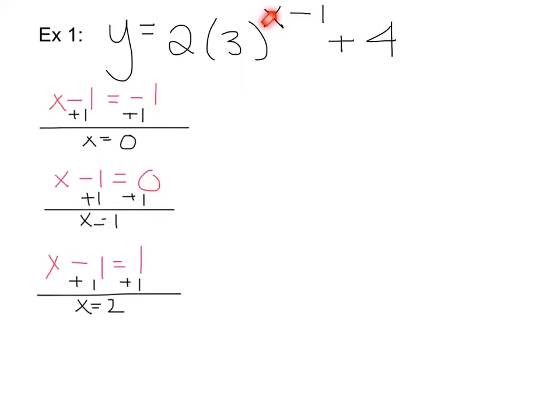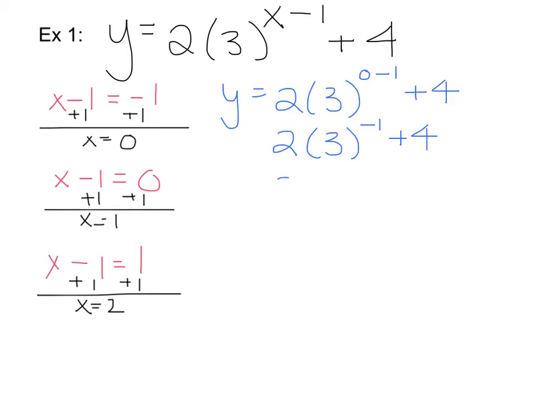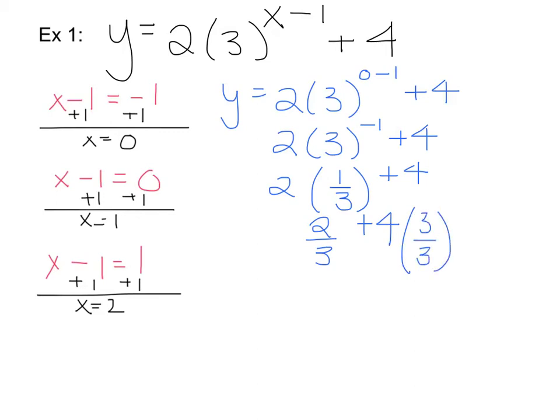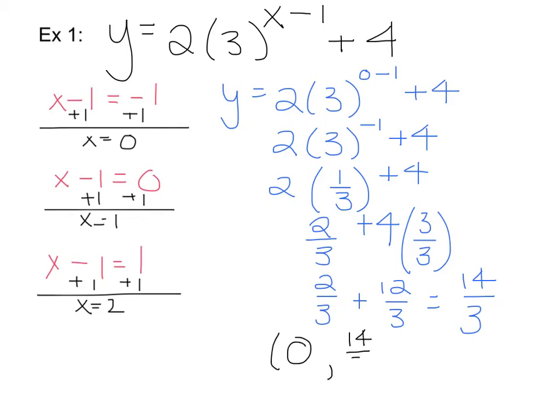So let's look at the first one. We have y equals 2 times 3 to the 0 minus 1 power plus 4. 0 minus 1 is -1. The -1 makes it a fraction. 2 times 1/3 makes it 2/3. And then to add 4, you must multiply by 3/3. So that's going to give me 2/3 plus 12/3, which is going to simplify to 14/3. So the first point that you are going to graph is the point 0, because that's what we plugged in for x, and then 14/3.